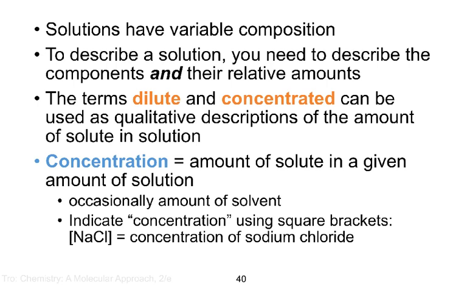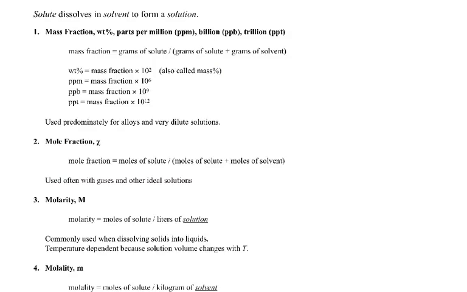And we can indicate concentration using square brackets. So if you see a chemical with square brackets around it and then a number, that's going to be read as the concentration of, in this case, sodium chloride. So let's talk about different units of concentration. And just remember that solute dissolves in solvent to form a solution.